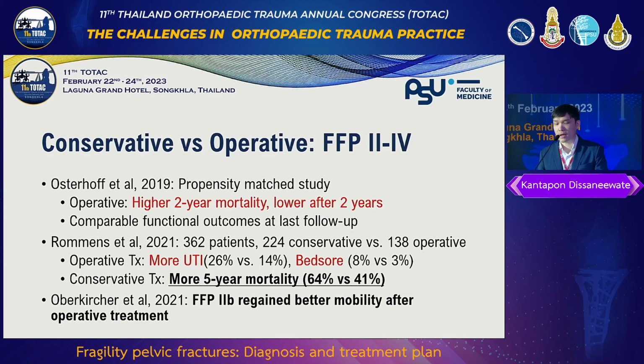A recent study showed that patients who were operated on had more complications such as UTI and bed sores, which may be because the patients selected for operation had a more severe clinical presentation. But they found that conservatively treated patients had about 20% higher 5-year mortality than operated patients. Specifically in 2B fractures, patients regained better mobility after operative treatment.